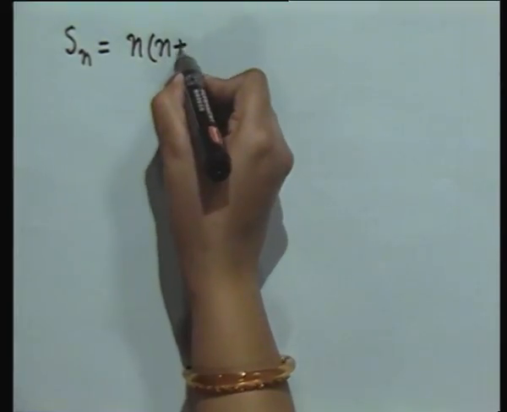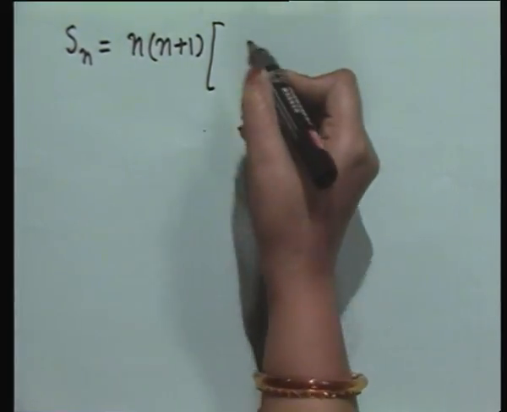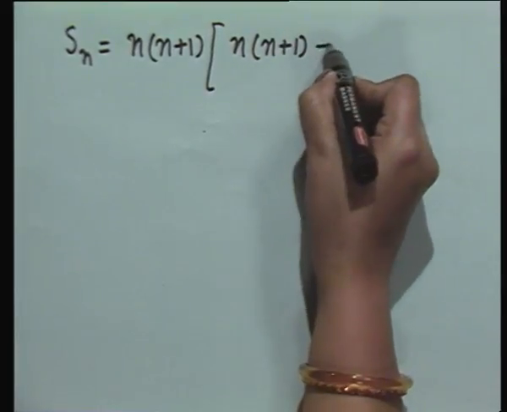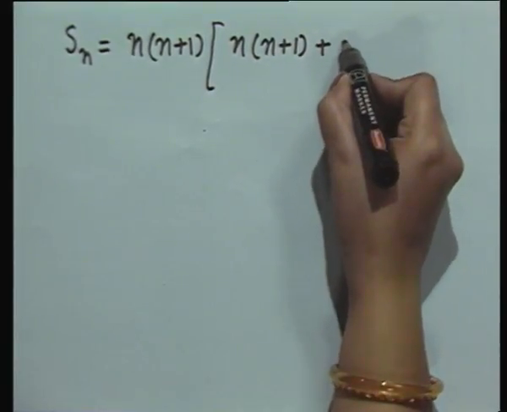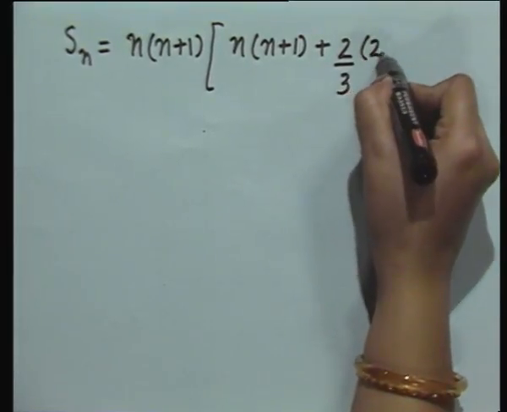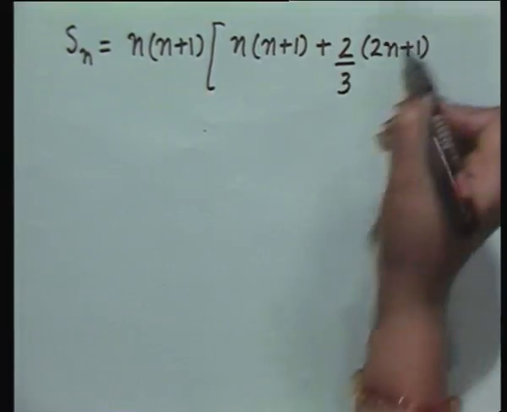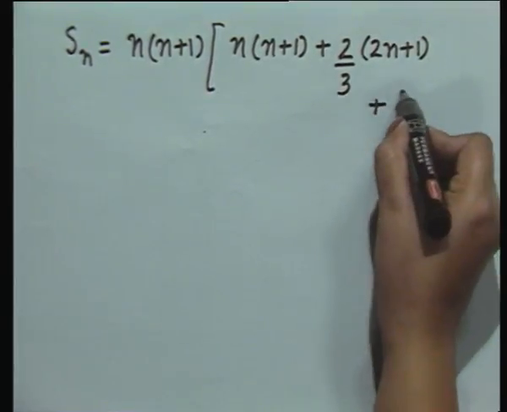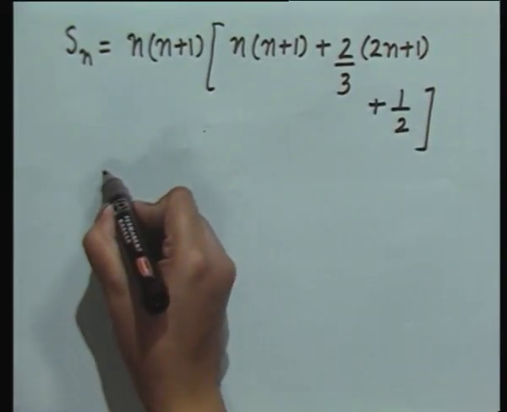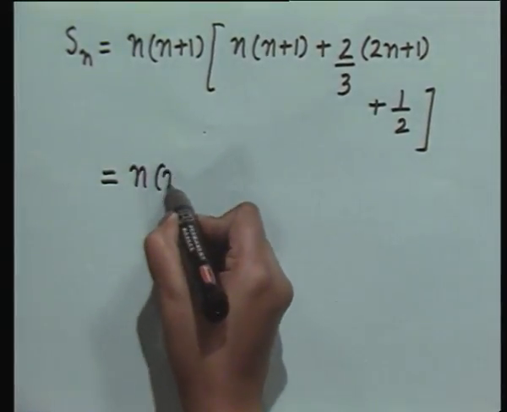Sn will be equal to, and in the first term of course that 4 is getting cancelled. So, I am left with n into n plus 1 out, and inside we are left with n into n plus 1 plus 4 by 6 will reduce to 2 by 3, and n plus 1 gone, you are left with 2n plus 1 plus 1 by 2, and that just needs to be simplified again.